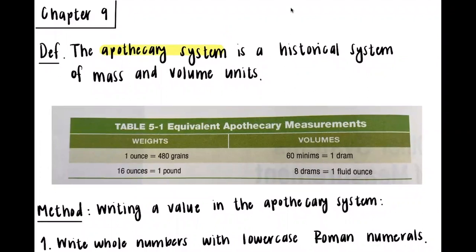Welcome. As of right now and for some time, we're going to be continuing with just conversions and measurements for about a few weeks till, I believe, chapter 12. So in chapter 9, we're going to begin talking about the apothecary system. If you've never heard about the apothecary system up until the words just came out of my mouth, it is completely okay. To be honest, I didn't know about the apothecary system until I started teaching this class.